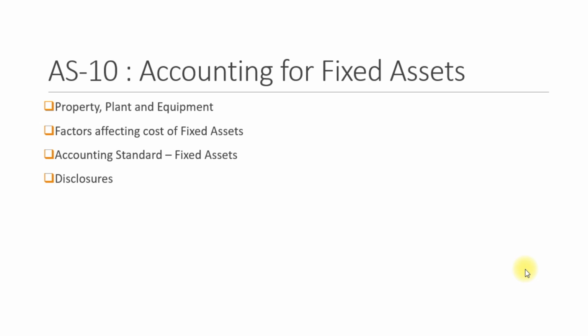Accounting Standard 10, Accounting for Fixed Assets. The following definitions are required in order to gain an understanding of property, plant and equipment. So that is what we are going to see: property, plant and equipment. We'll also see factors affecting cost of fixed assets. We'll touch base upon the accounting standards, fixed assets, and we'll also see the disclosures in this regard. So first it's property, plant and equipment.